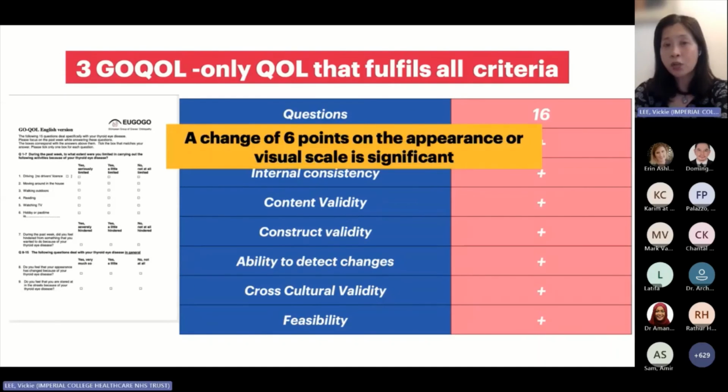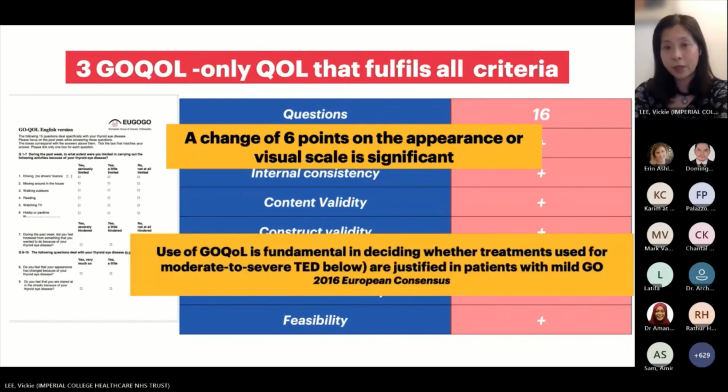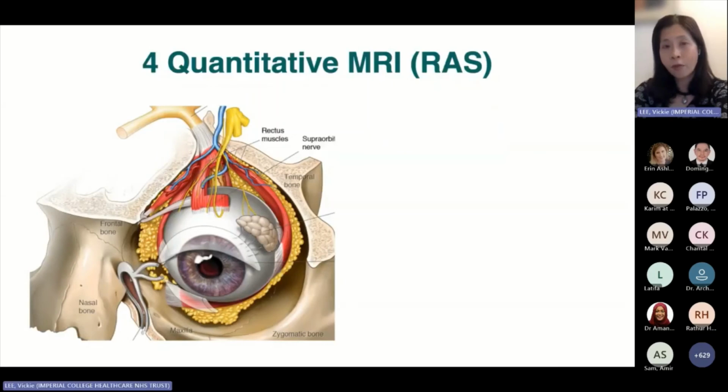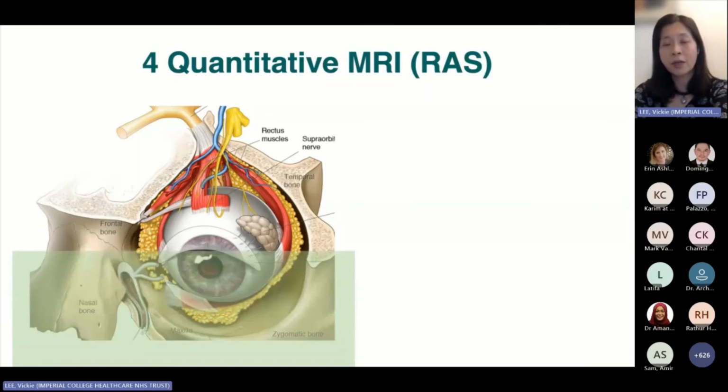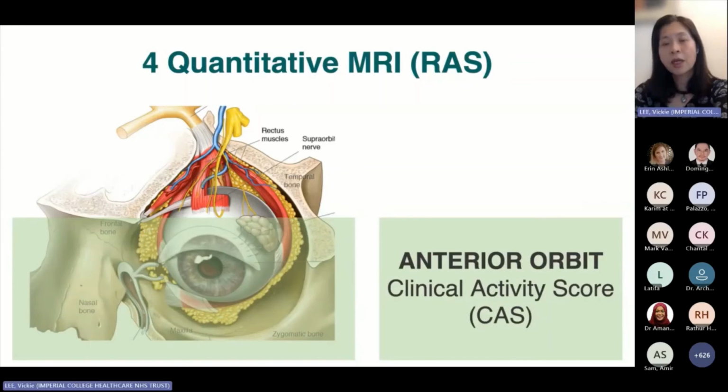And a change of 6 points or more on the visual or appearance subscale is significant, and it is fundamentally important in deciding whether to use treatments for patients and justifying treatment in what is clinically mild disease. The fourth one is the use of MRI. TED is a soft tissue disease, so MRI is the only logical radiological investigation to use.